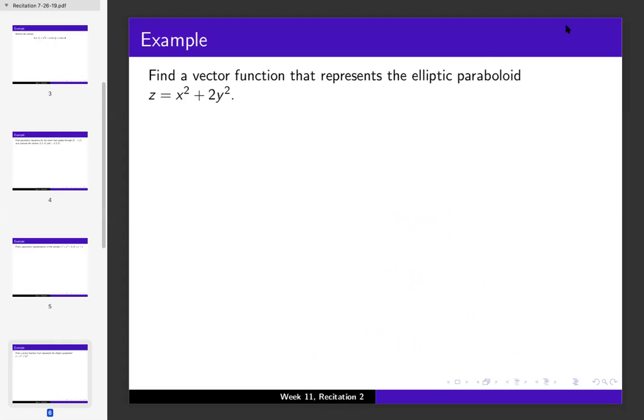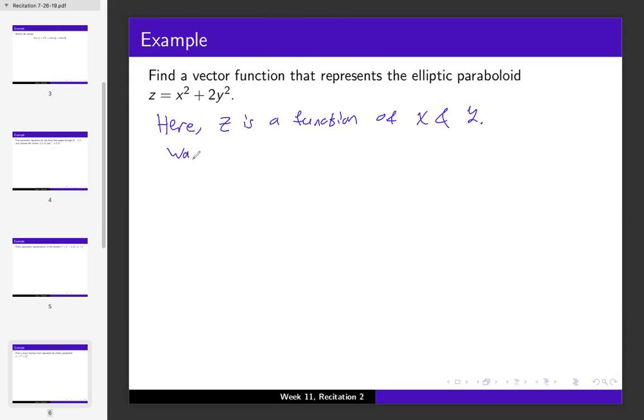Okay, now what if we want to find a vector function that represents this elliptic paraboloid, z equals x squared plus 2y squared? In this case, this is an example of a surface that is a function of two of the other variables. So in this case, z is a function of x and y.